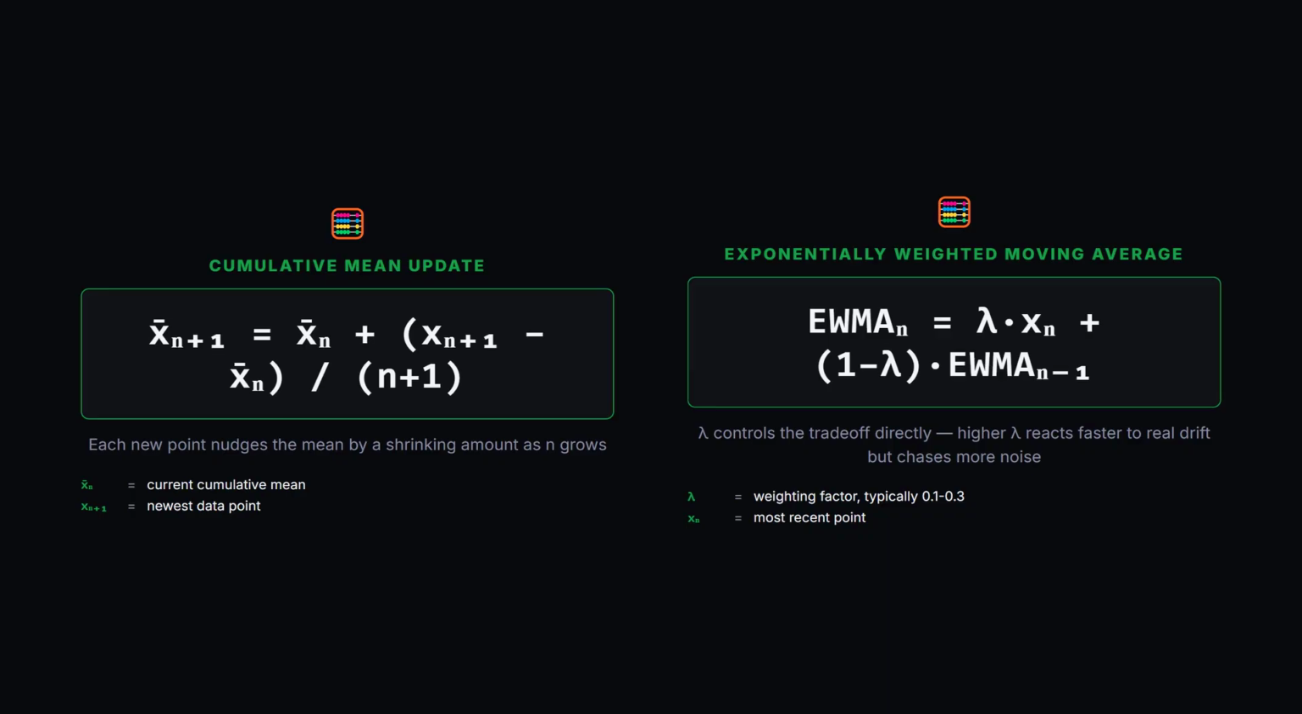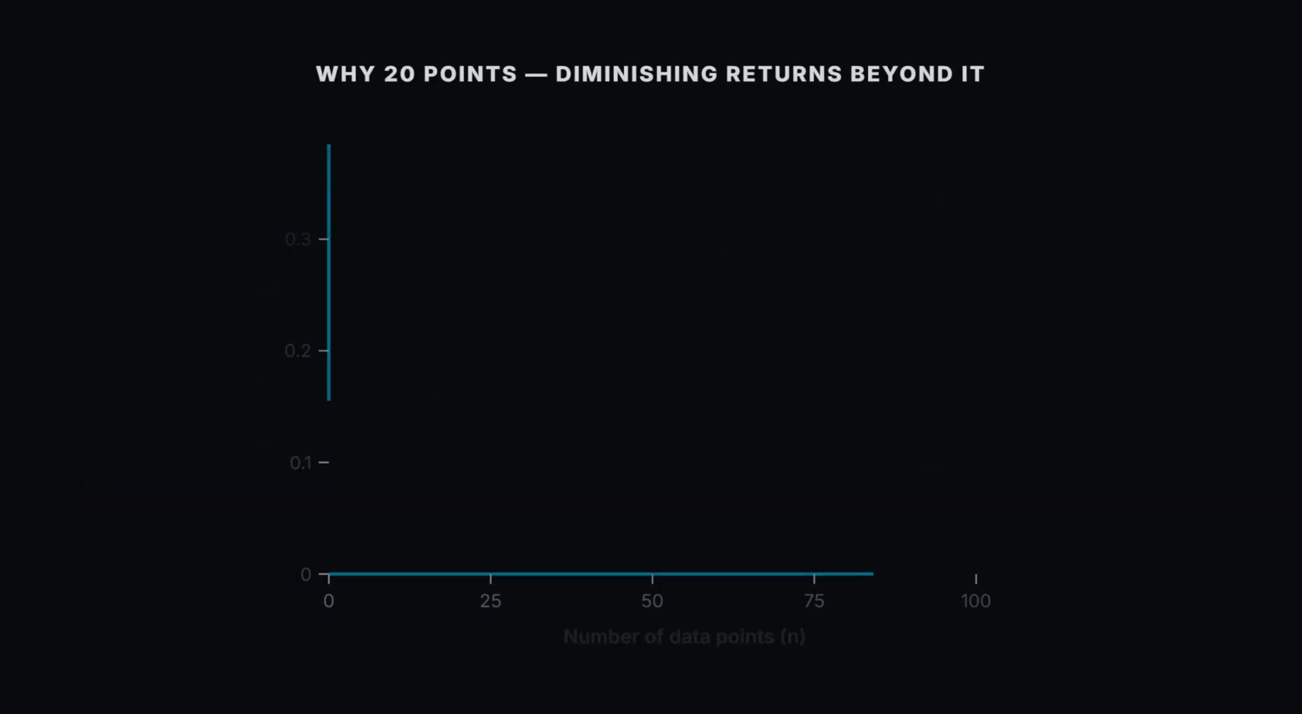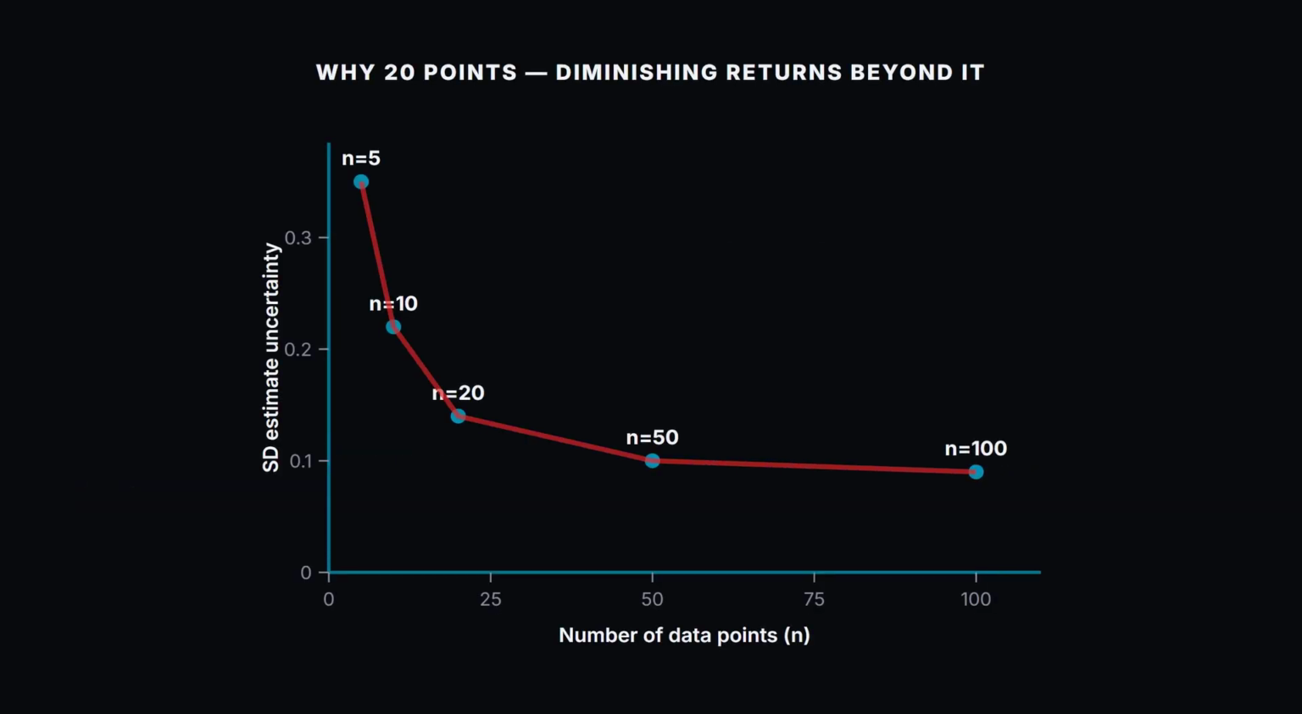The statistical intuition behind why n equals 20 was chosen as a floor becomes visible when you plot estimated SD against sample size. The estimate swings wildly with only 5 to 10 points, tightens noticeably by 20, and only creeps marginally tighter beyond that. Exactly the diminishing returns curve the standard error formula predicts.